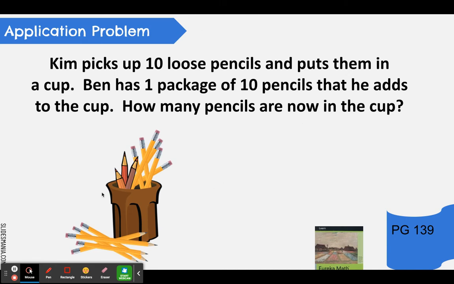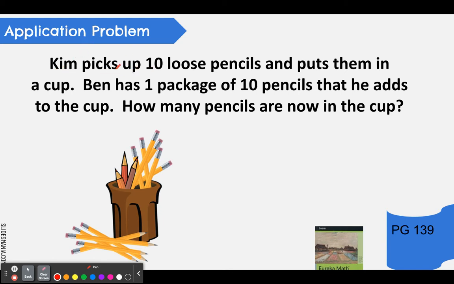So it says here, Kim picks up 10 loose pencils and puts them in a cup. Okay, so she put them in a cup. Ben has one package of 10 pencils that he adds to the cup. How many pencils are now in the cup? I'll read that one more time. I'm going to highlight some of these words to help you figure out this problem.